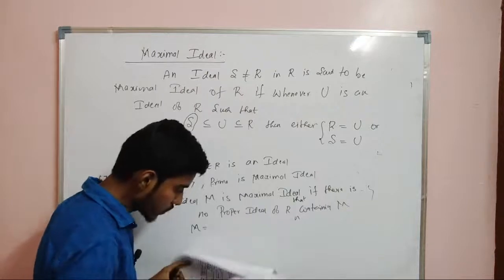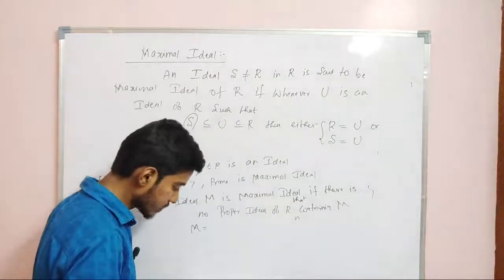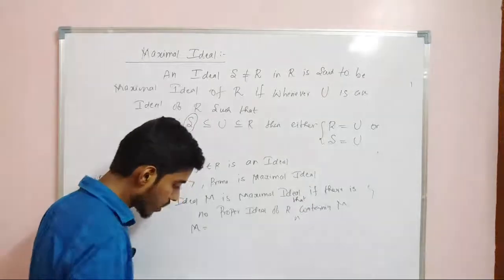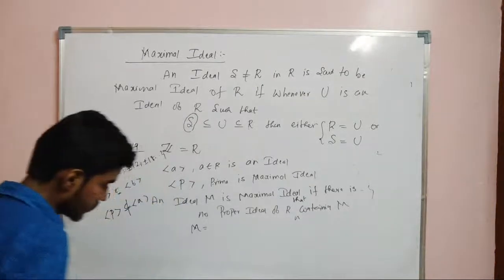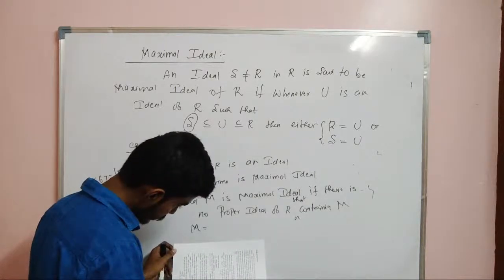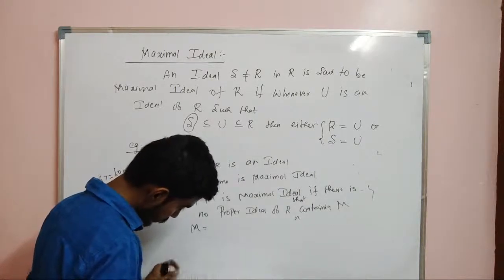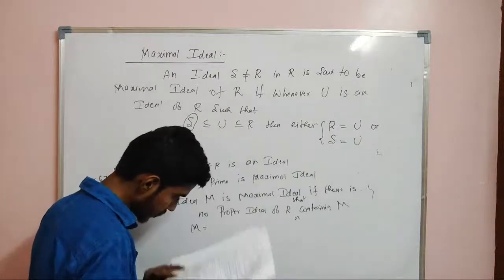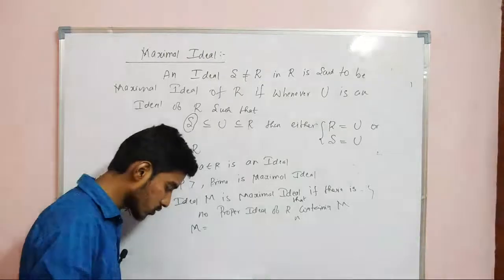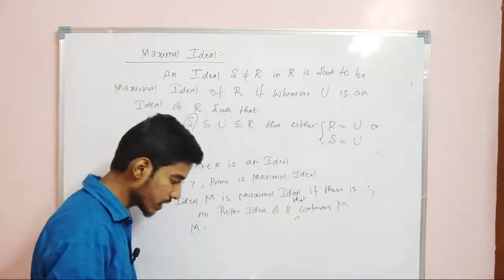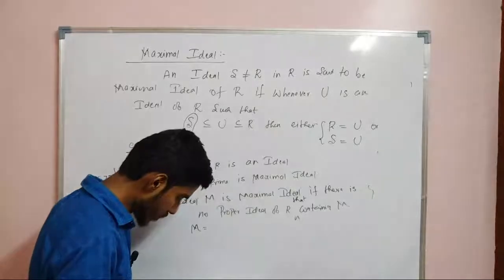A very important theorem that we are going to do. An ideal S of a commutative ring R is a maximal ideal if and only if R by S is a field. Again, these are some results that we already proved also. So if S1, S2 are ideals, then S1 plus S2 is generated by S1 union S2 and so on.